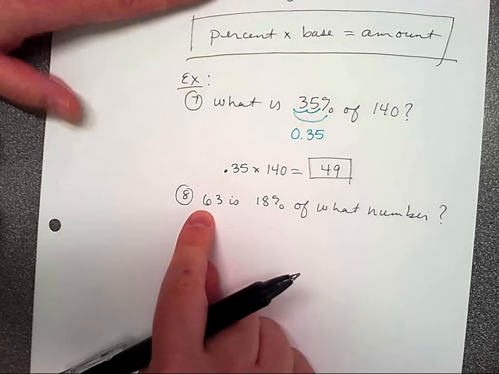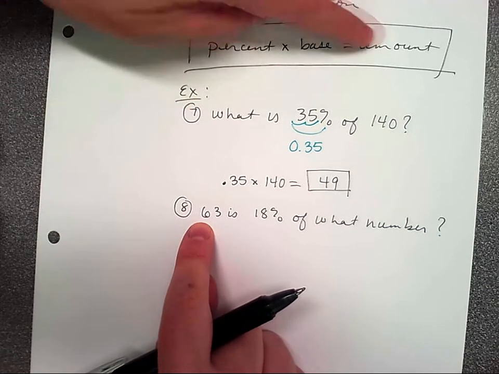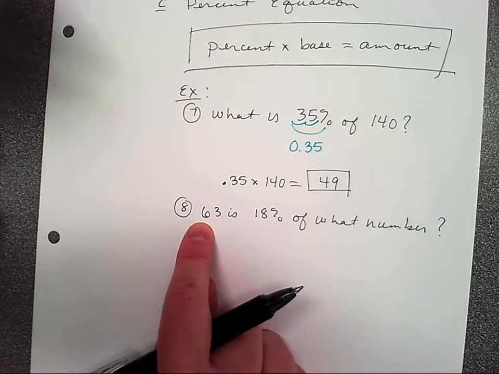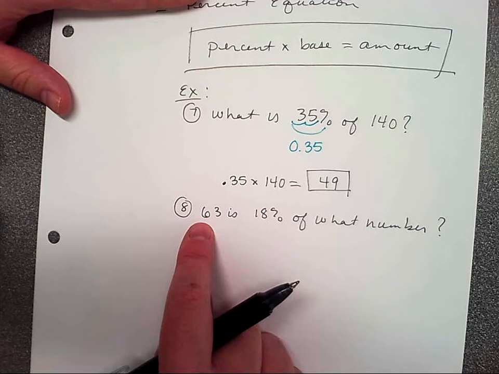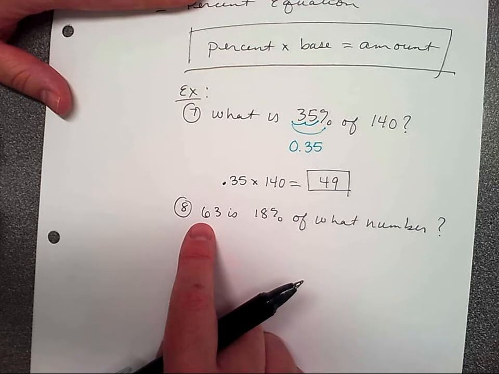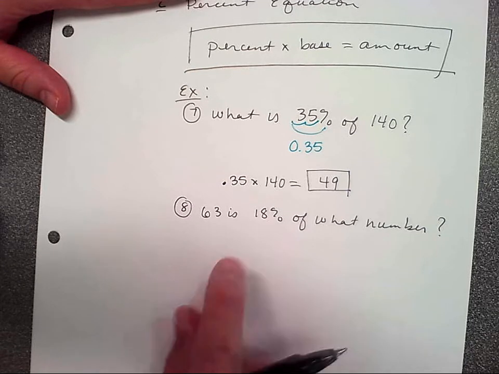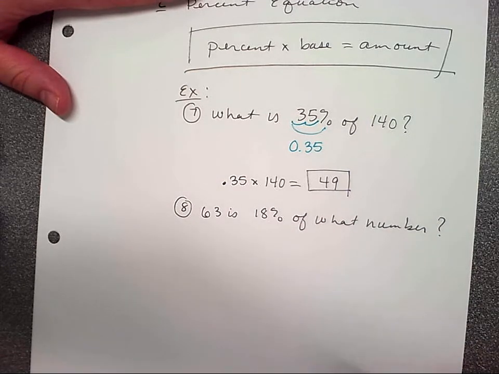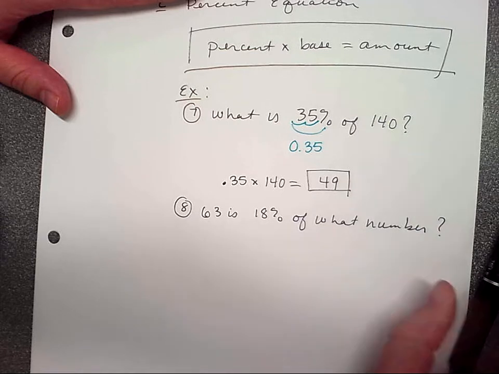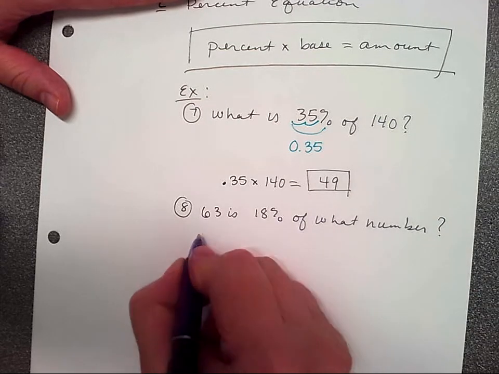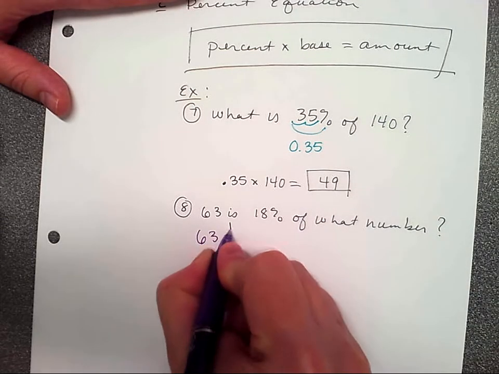Okay, so is 63 my base or is that my amount? That's your amount. How do you know that? Because you don't know what it's out of, right? You have to solve for the base. So let me translate a little English to a little math.